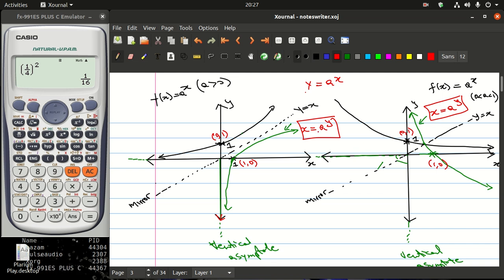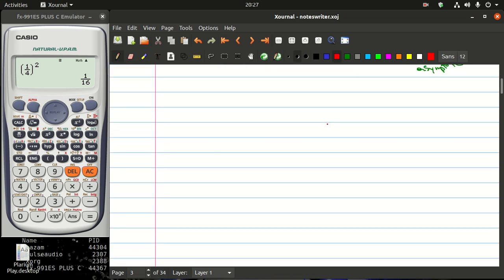Because we are used to having y as the subject of the formula, we want to define a new function, the logarithmic functions. So we said we have x is equal to a to the power y. I want you to take note of this. This one here is an exponent.